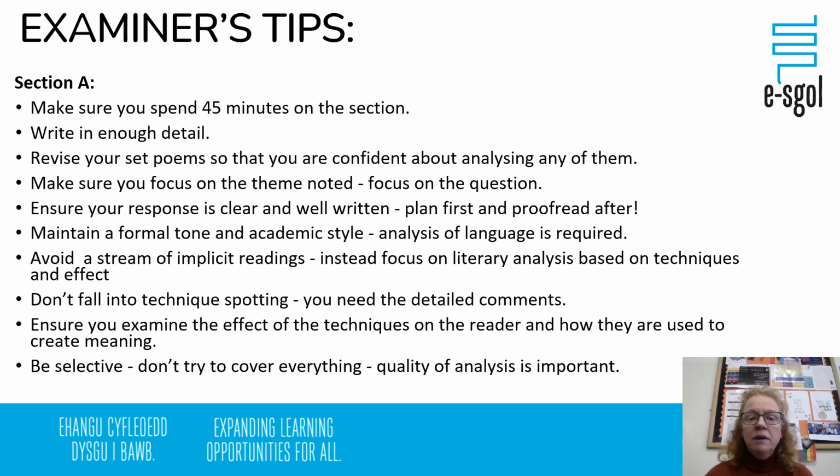You need to really make sure it's clear and well written. So plan first. I always spend some time planning and proofread after. So don't just rush your answer through. Sit down, plan it. What quotes do you want to use? And then once you've finished, check over for some of the common errors that you sometimes make in your answers. One of the biggest things for this part of the paper, for the AO1 and the AO2, is the academic style. So a formal tone. You're not addressing the poets by their first names. It's not Carol, it's Duffy, because you don't know these people.